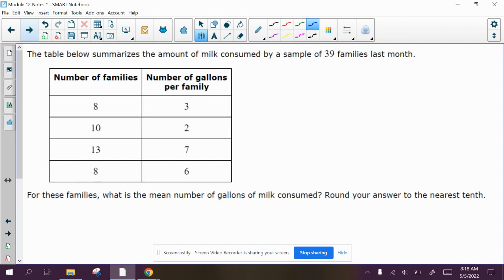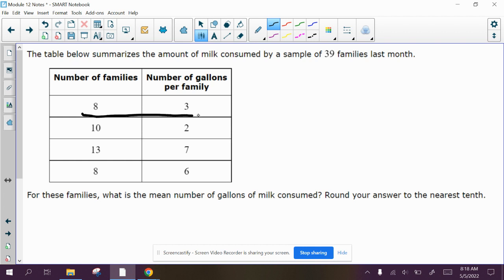Next, we have: the table below summarizes the amount of milk consumed by a sample of 39 families last month. For these families, what is the mean number of gallons of milk consumed? Round your answer to the nearest tenth. Now, you could do this 2 different ways, because we can't just write 3, 2, 7, 6, or whatever it is.